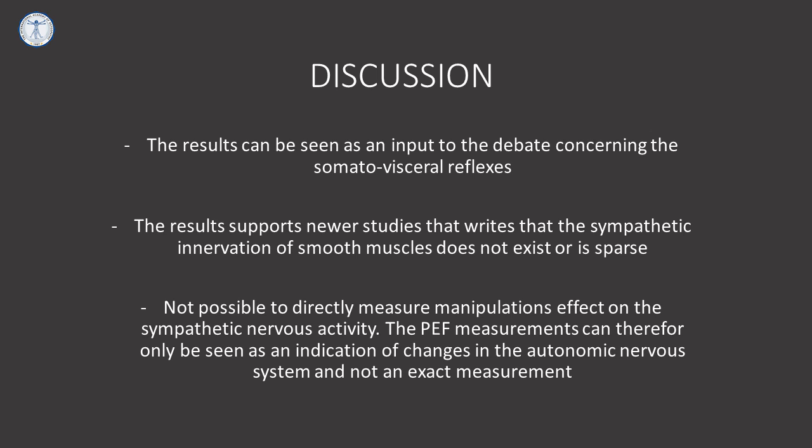One challenge in this study was that it was not possible to directly measure the manipulation's effect on the sympathetic nervous activity. Such research requires a measurement method that directly measures the activity of the sympathetic nervous system after the manipulation. Such equipment would have increased the validity of the study, but was not available. The peak expiratory flow measurements can therefore only be seen as an indication of changes in the autonomic nervous system and not an exact measurement.